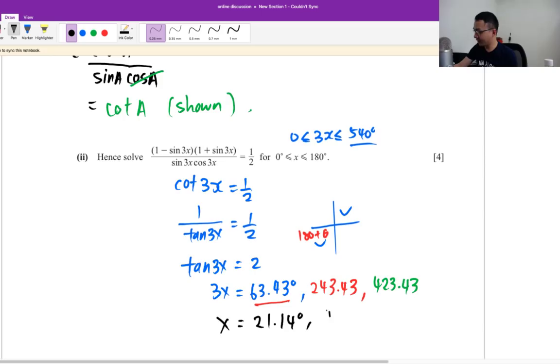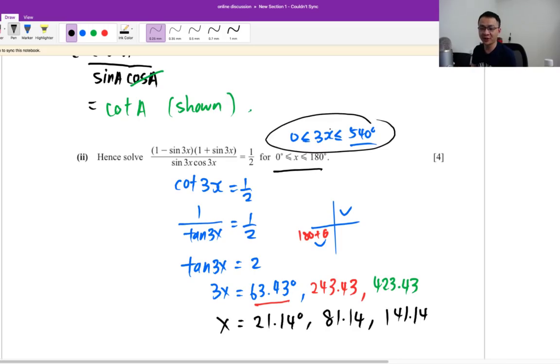And then I will get 81.14, and then I will get 141.14. And you realize my final x answer here is everything below 180. So this is the purpose why we need to find this range.